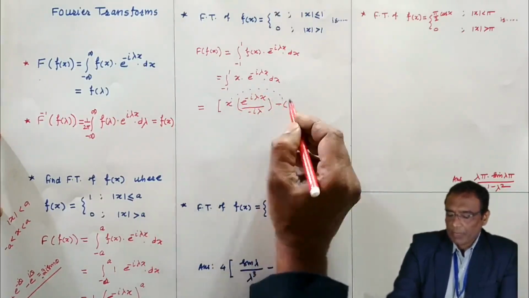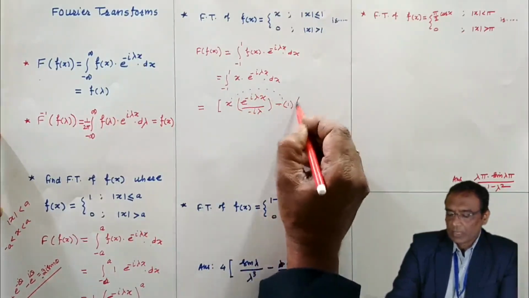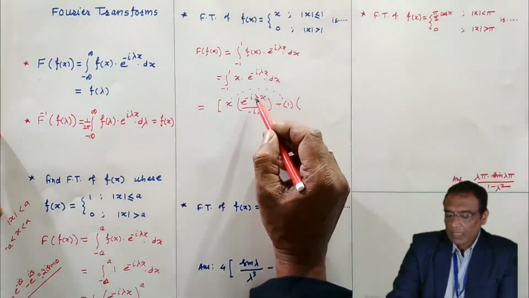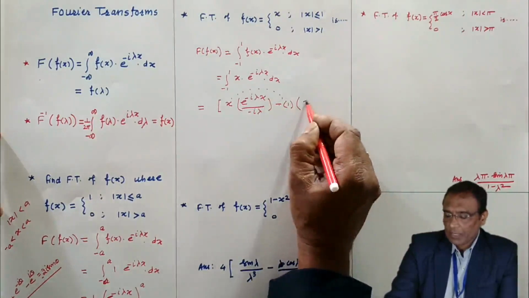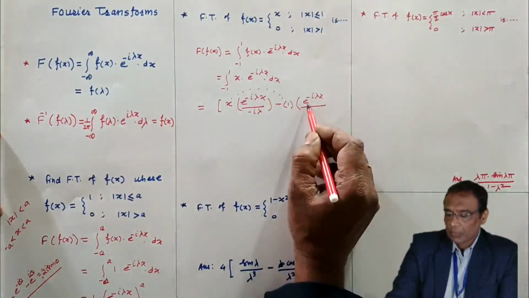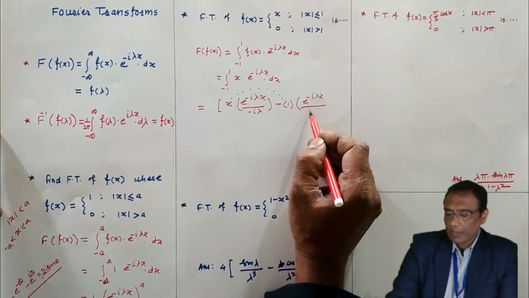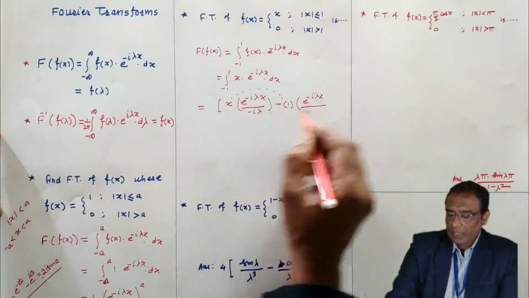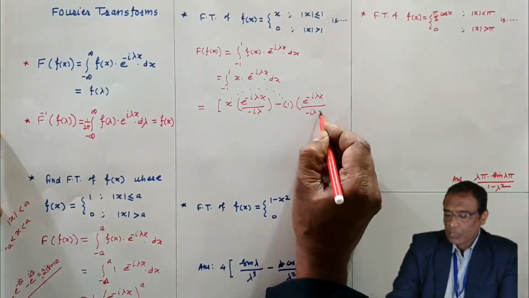minus derivative of x is 1. The generalized by parts I am using, and integration of this bracket completely, e to the power minus i lambda x, its integration is e to the power minus i lambda x divided by minus i lambda. The minus i lambda is already there.